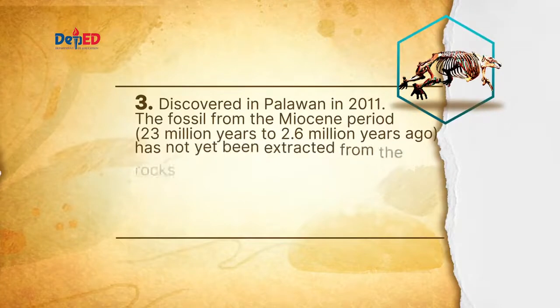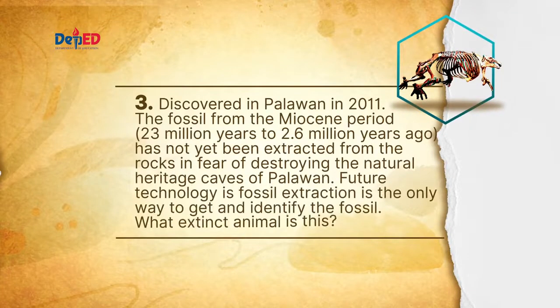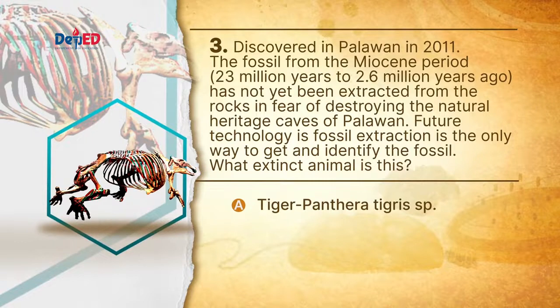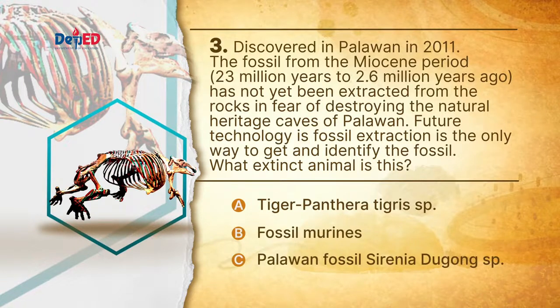Question number 3. Excavations in Callao Cave in the lowland Cagayan River Valley of northeastern Luzon, Philippines have produced the first fossils of any endemic genera of species that lived during the Pleistocene period. What extinct animal is this? A. Tiger Panthera tigris species. B. Fossil murines. Or C. Palawan fossil sirenia.